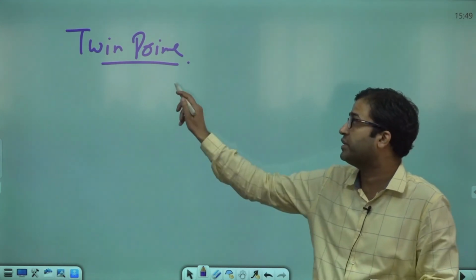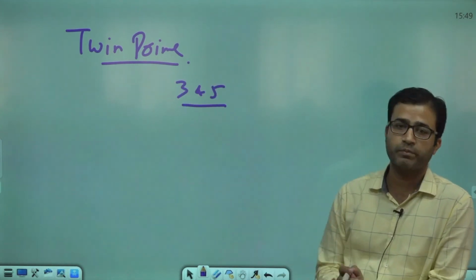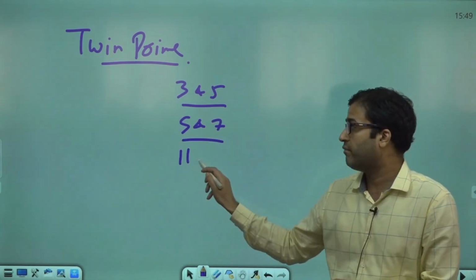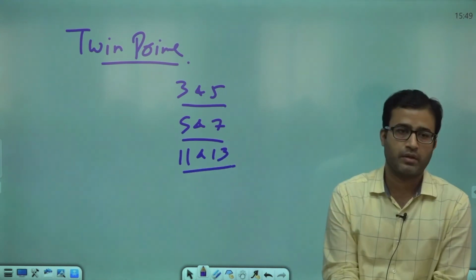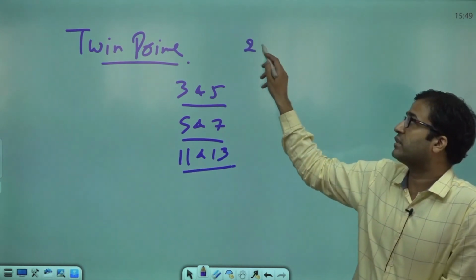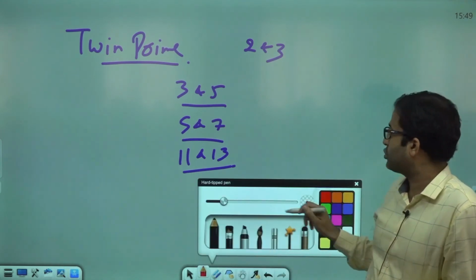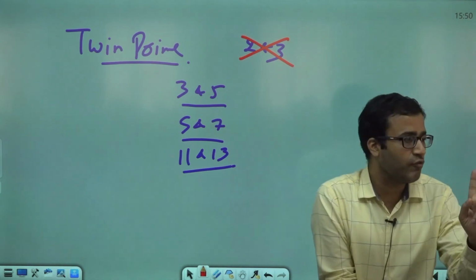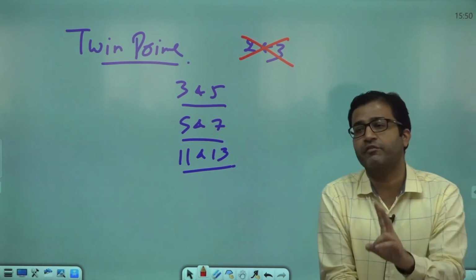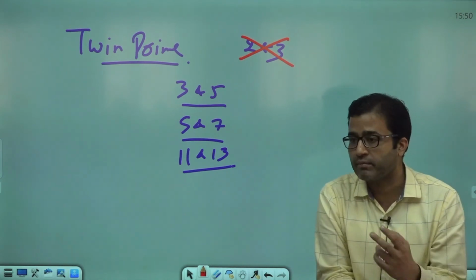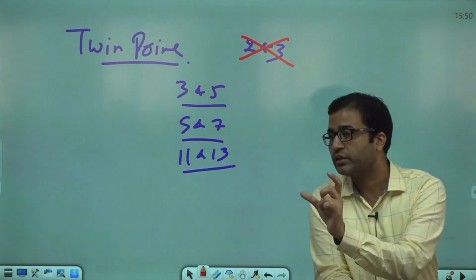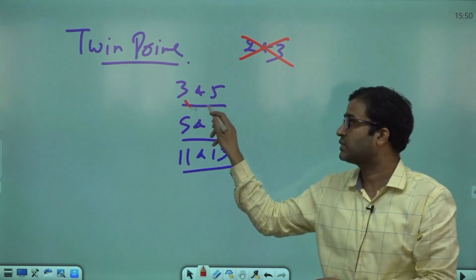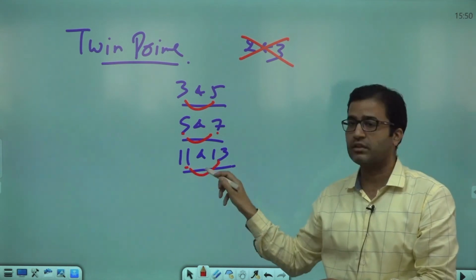I give you example 3 and 5. So these are twin prime. 5 and 7. These are twin prime. 11 and 13. These are twin prime. 2 and 3 are not twin prime because difference has to be exact 2. 2 and 3 are consecutive prime number, but there is a difference of 1. We need exact difference of 2. Twin prime means two consecutive prime number where the difference is exactly 2. Example 3 and 5. Both are prime. There is a difference of 2, 5 and 7, 11 and 13.